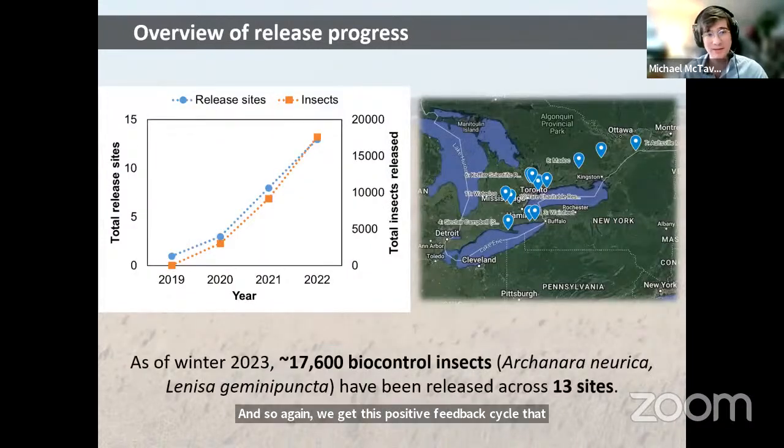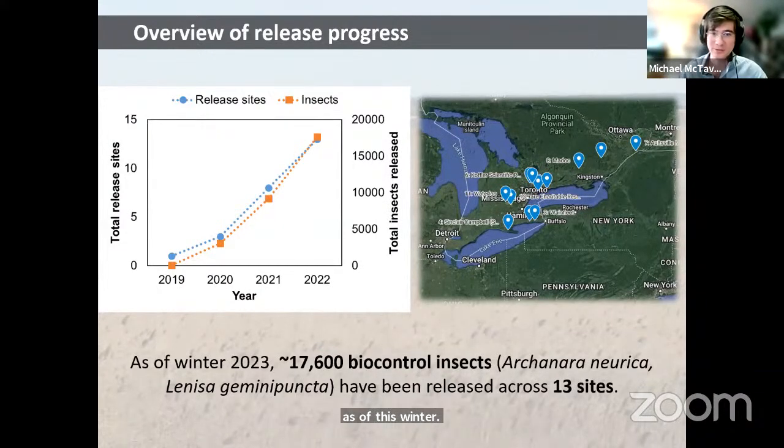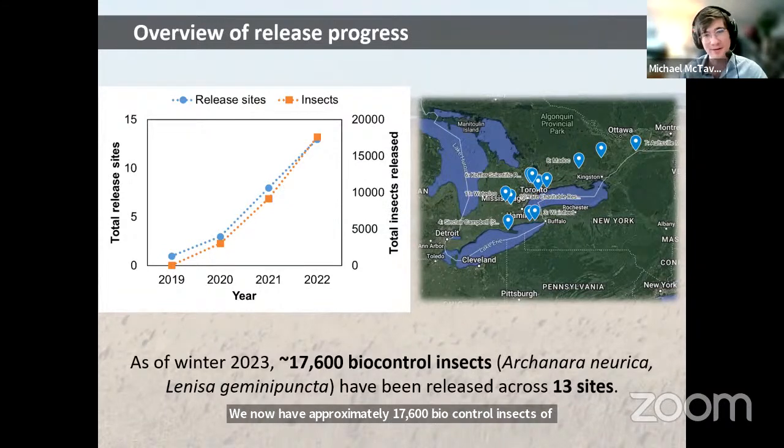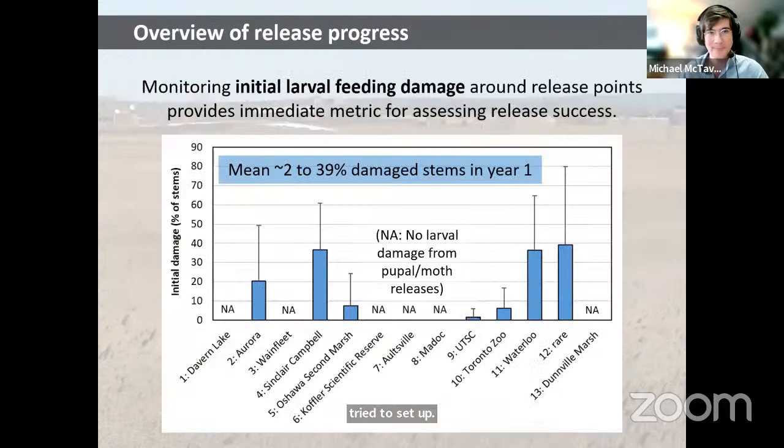Using this operational method, as of this winter, we now have approximately 17,600 biocontrol insects of both species released across 13 sites, and you can see them on the map there on a bit of a latitudinal gradient that we've tried to set up. We're trying to get good coverage at a landscape scale.